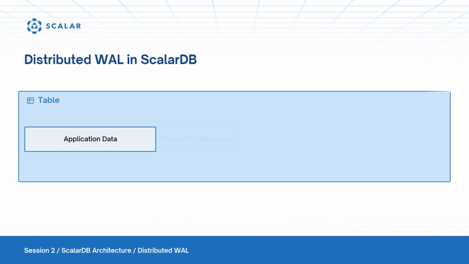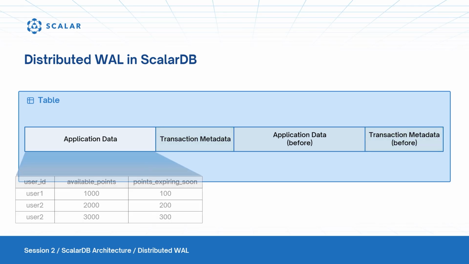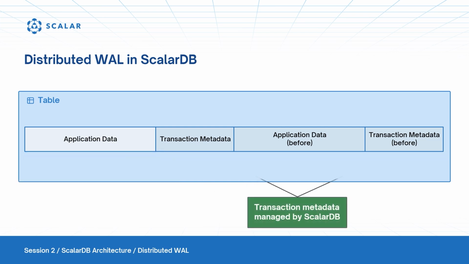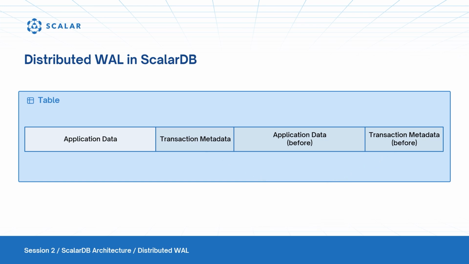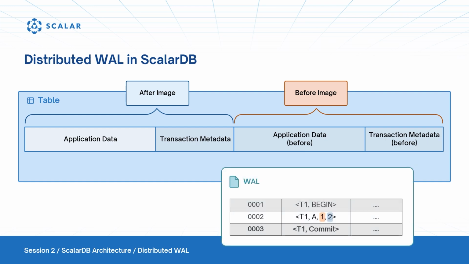This is a simple image of distributed WAL in ScalarDB. ScalarDB adds transaction metadata information to each record. Application data refers to the information or data on which operations are performed. This record consists of an after image and a before image. As you can see, ScalarDB records contain WAL information as well, and thus act as a data table as well as a WAL simultaneously.